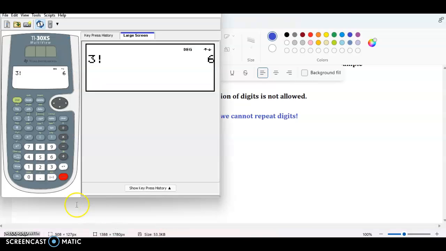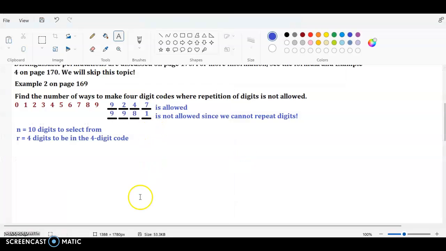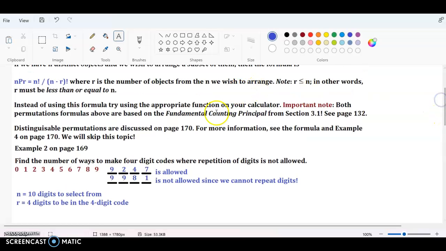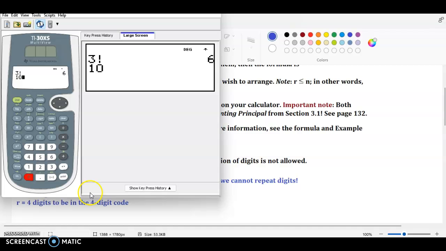Okay, so on our calculators, let's go ahead and enter the number 10. And then you want to go ahead and find the permutations function. It may look like nPr, as you saw it in the book, or as you saw in the formula, nPr. So look for that function in your calculator. This particular calculator has the permutations function in the probability menu.